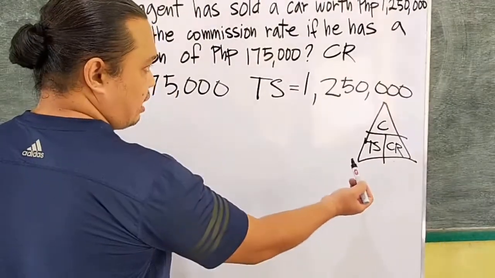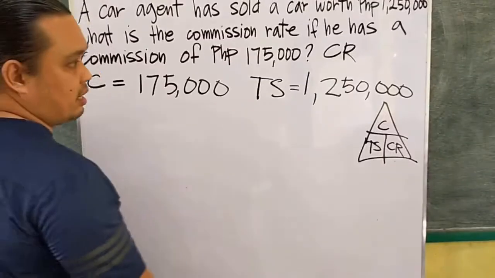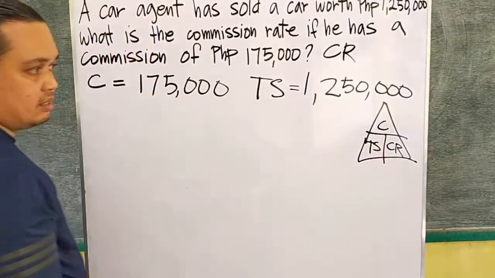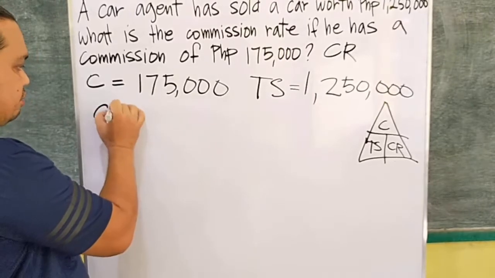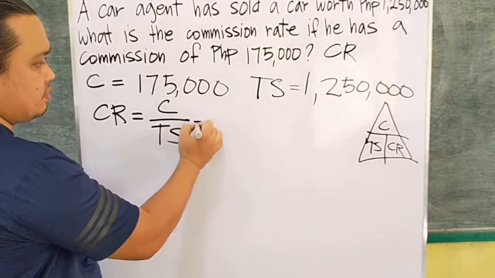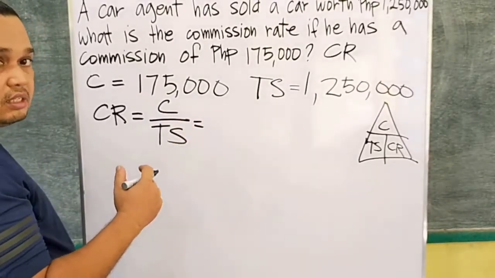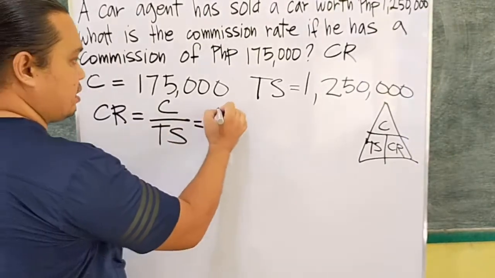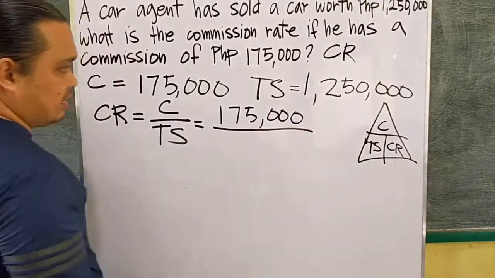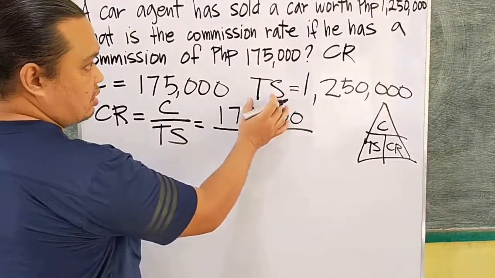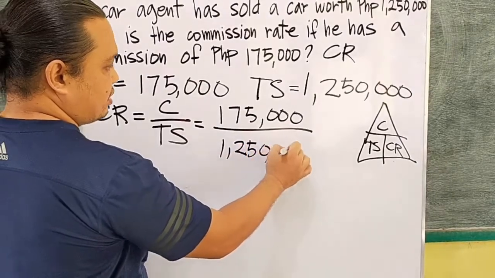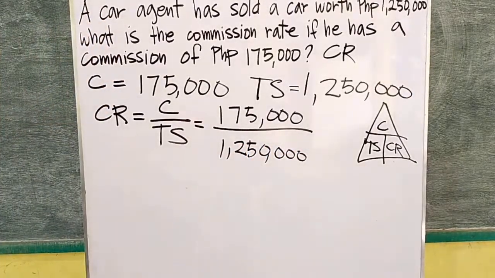And to find CR here, the formula is C over TS, or commission divided by total sales. So let's write that. CR, we are looking for CR. The formula is C over TS. C is for commission. So what is his commission? Given is, that's 175,000. Okay, divided by the total sales. What is the total sales? How much? That's 1,250,000. Okay, that's the total sale.